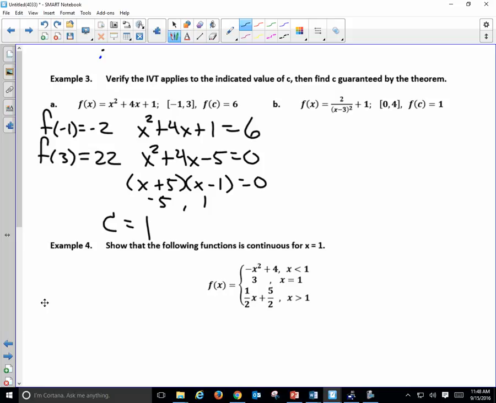Look at the next one. Output of 1. F of 0. Plug in 0. 0 minus 3 is negative 3 squared is 9. So you have 2 over 9 plus 1 is 11 over 9. F of 4. 4 minus 3 is 1. Squared is 1. 2 over 2 is 1. Plus 1 is 2. Is it guaranteed to have an output of 1?